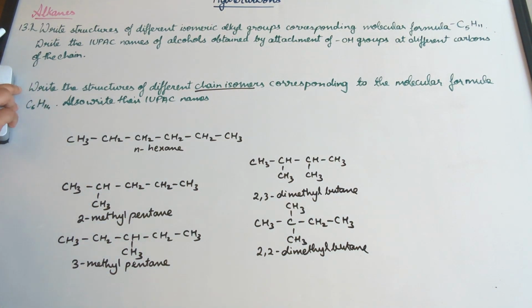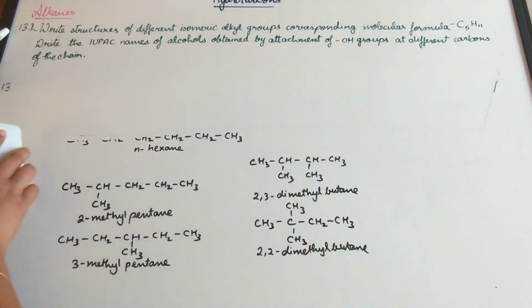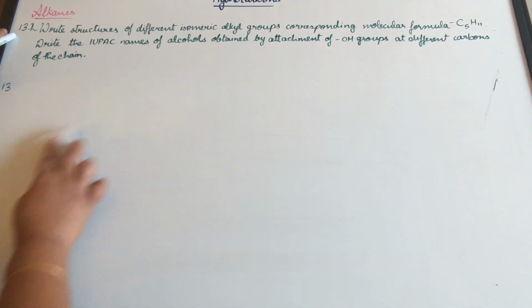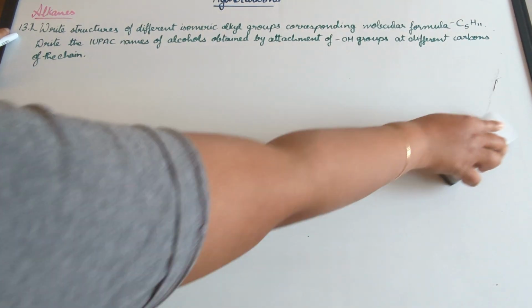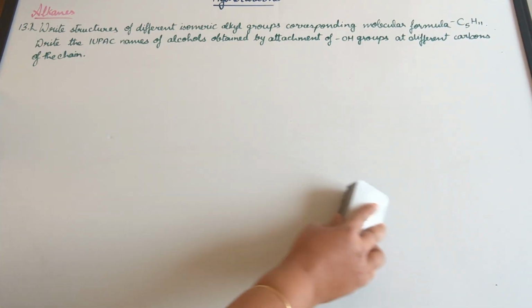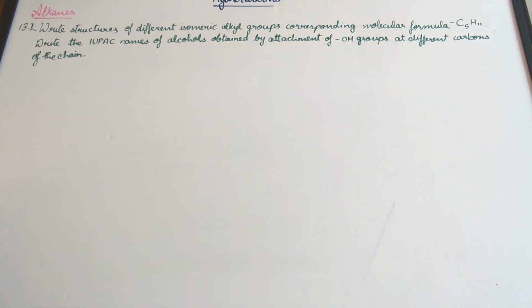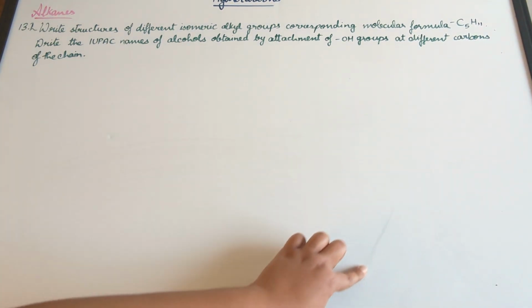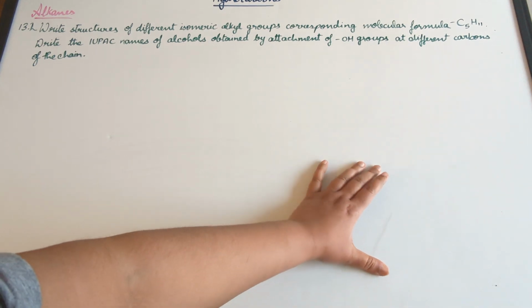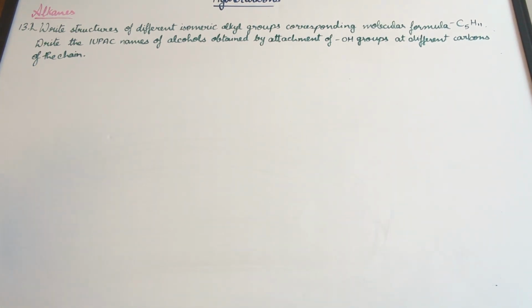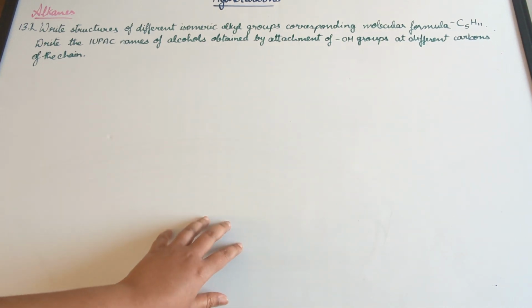Let me just quickly erase this. The next question is: write the structures of the different isomeric alkyl groups corresponding to the molecular formula C5H11. We are also supposed to write the IUPAC names of alcohols obtained by attachment of the OH group at different carbon atoms.